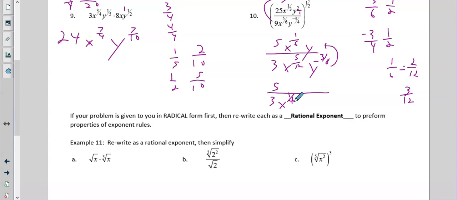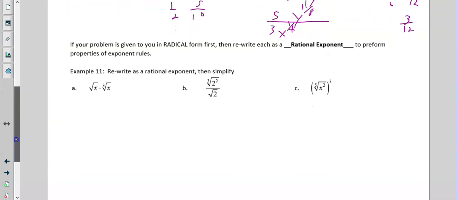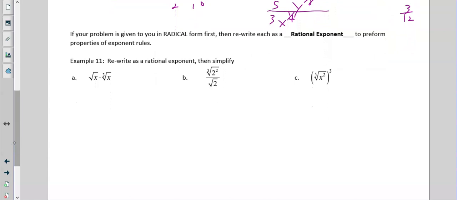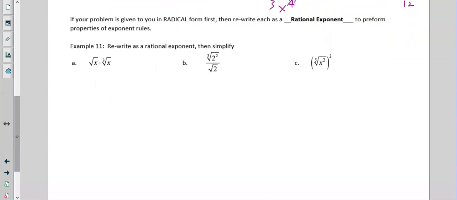Now my y's. This is 1. But remember, 1 is 2 over 2, 3 over 3, 4 over 4. I need 8s. So this is really 8/8. I'm moving the 3/8 up, which means I'm going to add them. Or technically, if you use the subtraction method, it'd be 8 minus negative 3, which is plus. So that would be y to the 11/8. Again, if that's too fast, you need to slow it down, or maybe rewind and watch it again slower. Do what you need to do for you to understand it.